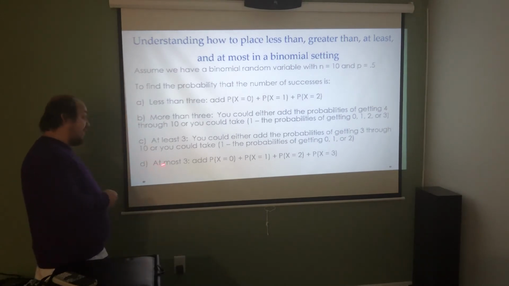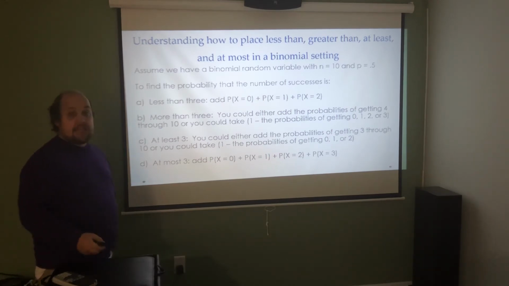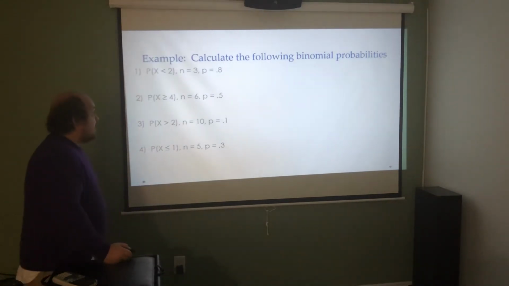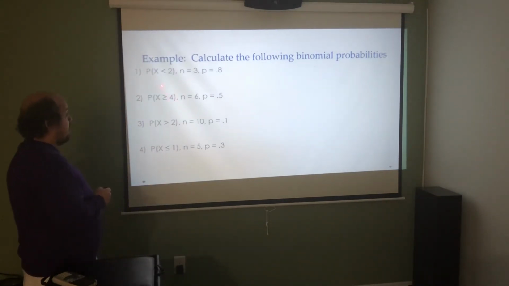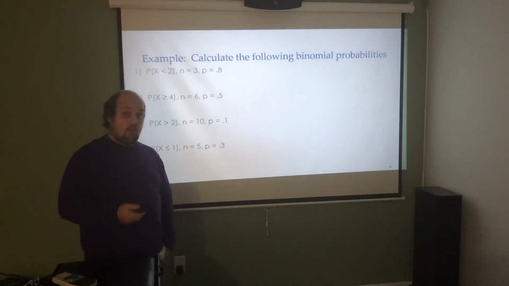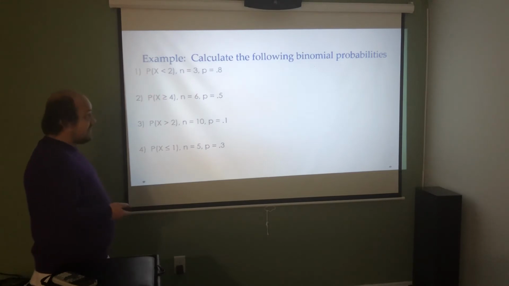When I look for something like at most 3, it means it was either 3 or less than 3, so I would add together the probability of 0, plus 1, plus 2, plus 3. Again, each time running the full formula. If I was asked to calculate the binomial probability that x is less than 2 in 3 trials, I'd have to think what numbers are less than 2. 0 and 1 are less than 2. So I'd have to run the formula for 0, add to that, running the formula for 1.